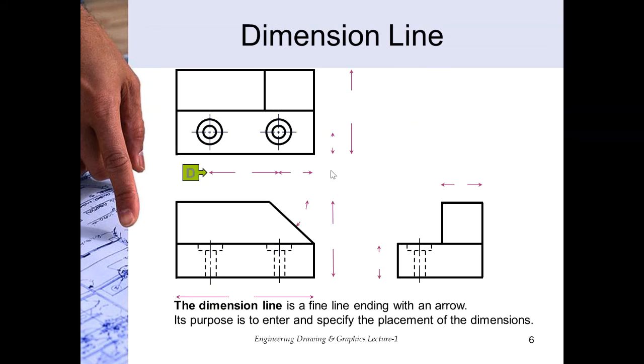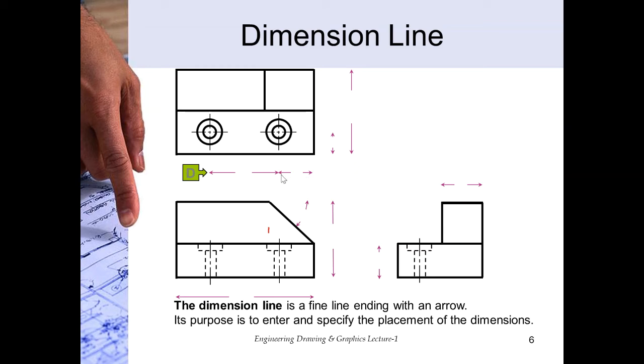Now these are the dimension lines. The dimension line is a fine line ending with an arrow. The purpose is to enter and specify the placement of dimensions. So basically dimension lines are always a fine line that is ending with an arrow. This is a dimension line. These are all the dimension lines and they are all starting and ending with an arrow.